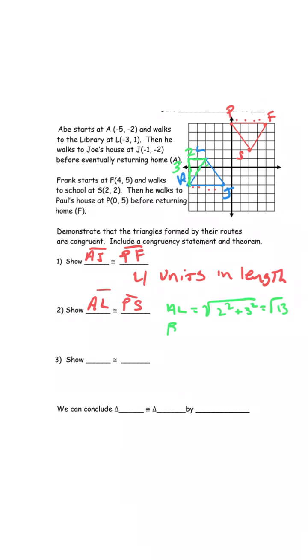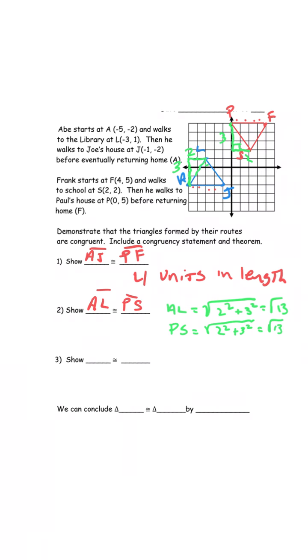So PS is equal to, now, again, I want to make my right triangle. That way I can use Pythagorean theorem. So this is 3, and that's 2. So I have the square root of 2 squared plus 3 squared, and that's equal to the square root of 13. Okay? So that checks. Those are congruent.